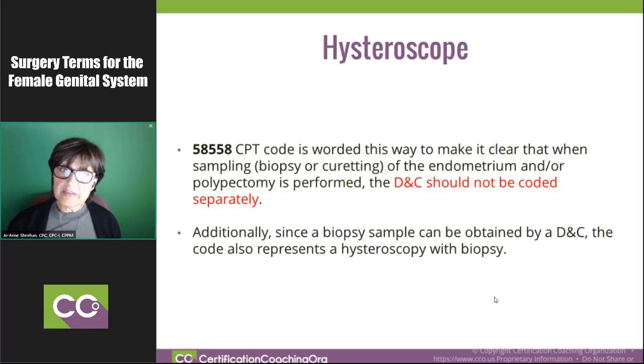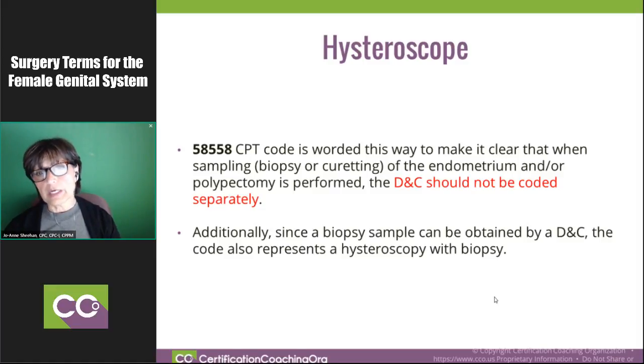Now, 58558 is worded this way to make it clear that when there is a sampling, biopsy, or curettage of the endometrium and/or a polypectomy performed, the D&C should not be reported separately. That's very important. And I think it was 58120, I could be wrong. So you wouldn't be doing this and then adding the D&C code. It is bundled in, as we saw in the wording. Additionally, since a biopsy sample can be obtained by a D&C, the code also represents a hysteroscopy with biopsy.